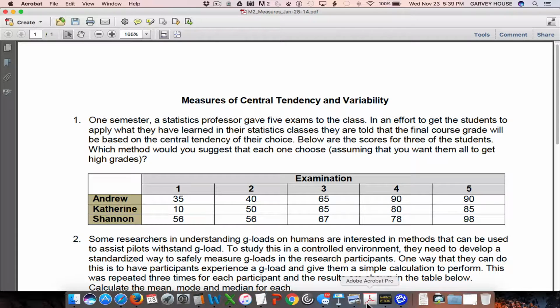This is an overview for assignment 2.2. In the first question, you are to calculate the three measures of central tendency for each Andrew, Catherine, and Shannon. Your job is to detect which measure of central tendency best positions each of these three students for their best grade, assuming that you want everyone to get a high grade.